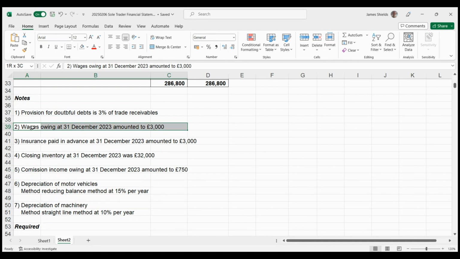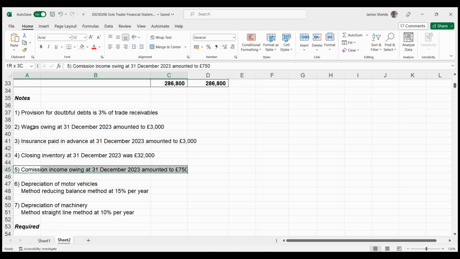So we're going to add it onto the wages, and also we're going to include it as an accrual of expenses. Insurance paid in advance at the end of the year. So we're going to deduct that from the insurance figure. We're going to treat it as prepayment of expenses. Closing inventory at the end of the year. That's going to be shown in both the income statement in the cost of sales section and in the current assets section of the statement of financial position.